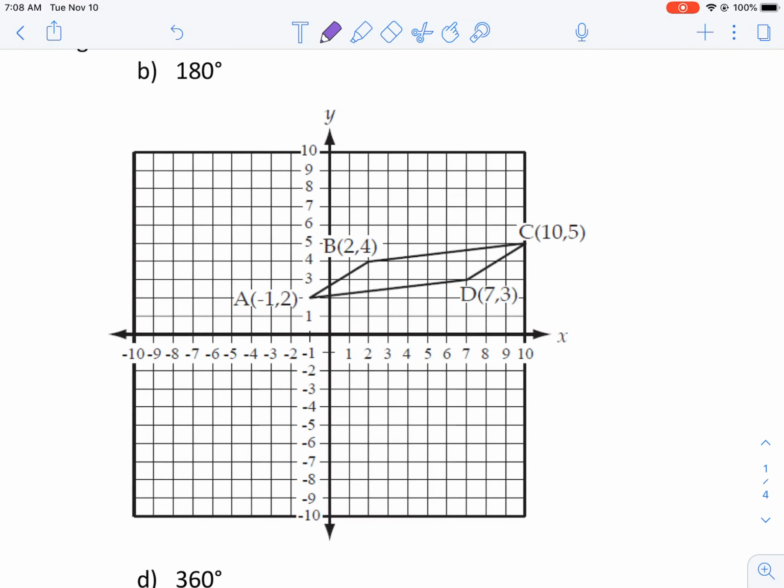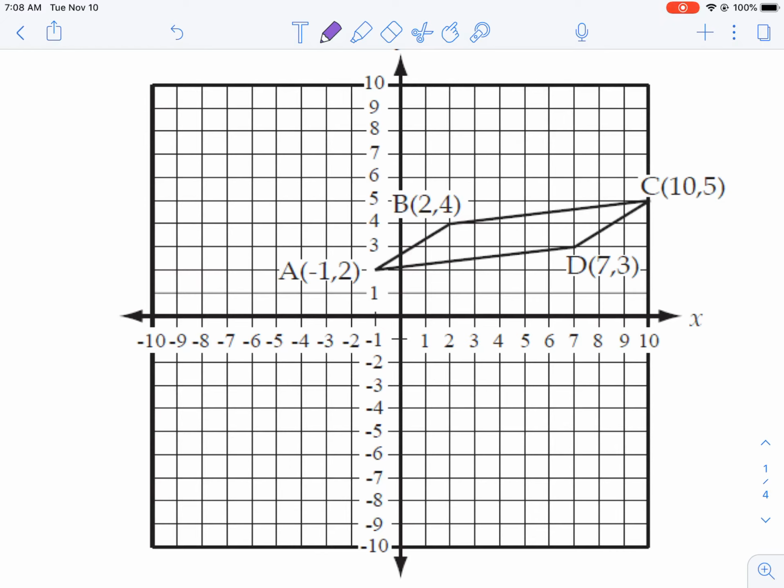180 degrees. This time we're moving 2 quadrants. Notice when we move 1 quadrant, it switches. When we move 2 quadrants, every time we go into a new quadrant, it switches again. So since we're going 2 quadrants, it's switching to YX, then it's switching actually back to XY. So all of these points are going to switch back to their normal numbers.